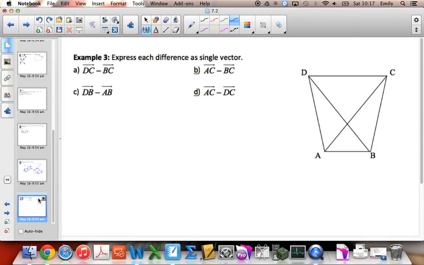Let's think about subtraction with a shape. So DC minus BC. Let's look at that. DC looks like this. BC would look like this, but I want to subtract it, so negative BC actually comes this way. So negative BC is actually the same as CB. So starting at the tail, going to the new head, that's vector DB.